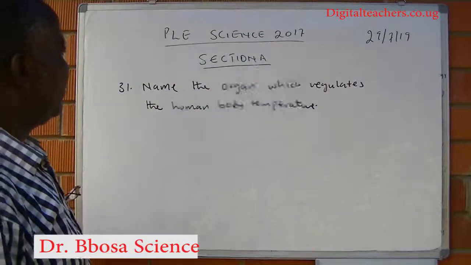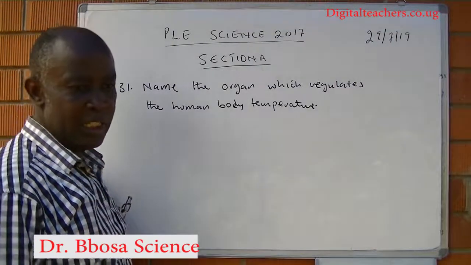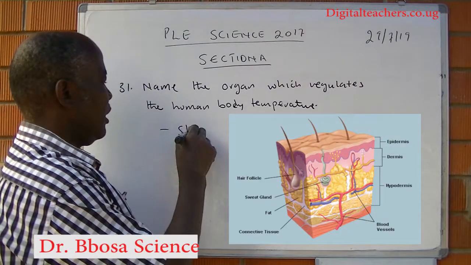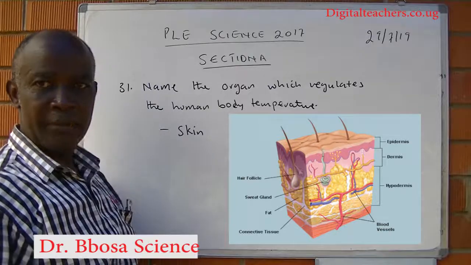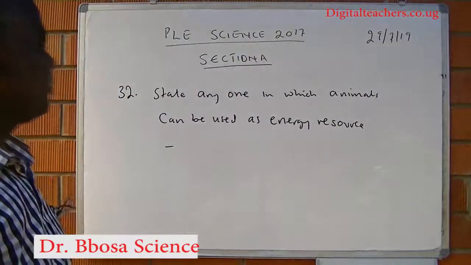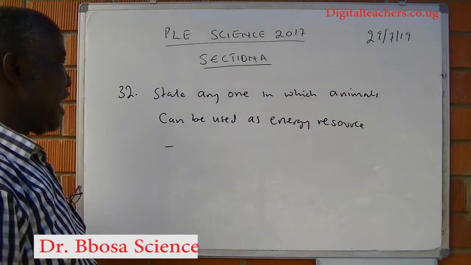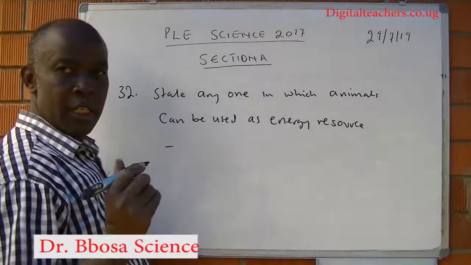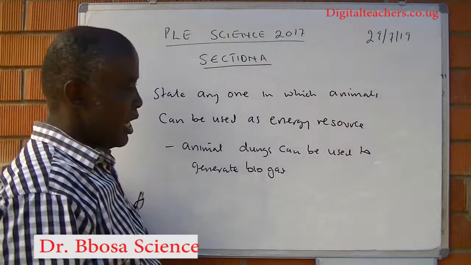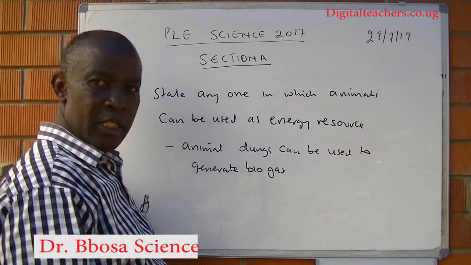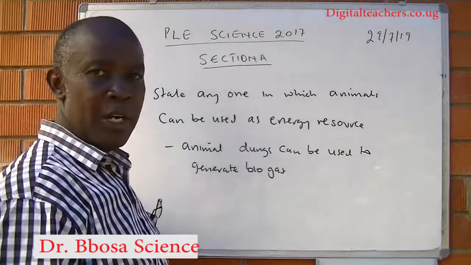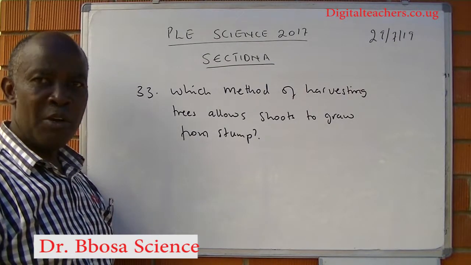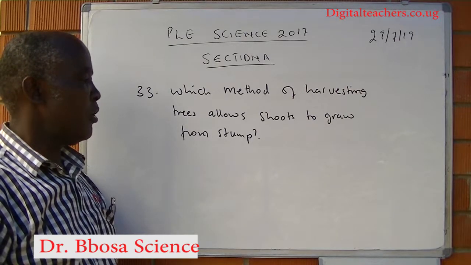Number 31. Name the organ which regulates body temperature. That is the skin. Number 32. State any one way in which animals can be used as energy resources. Animal dung can be used to generate biogas. Number 33. Which method of harvesting trees allows shoots to grow from stump?